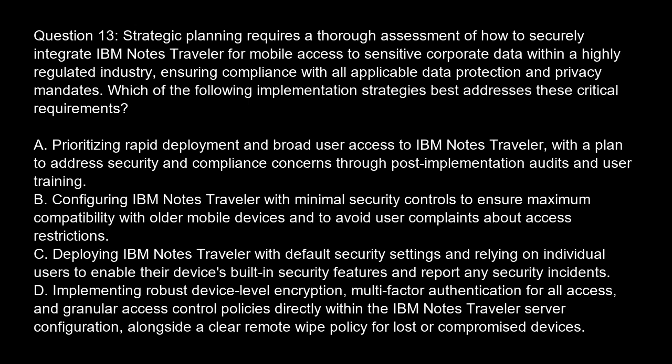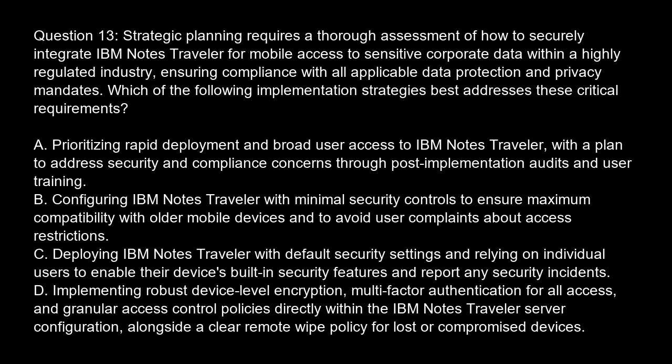Option A. Prioritizing rapid deployment and broad user access to IBM Notes Traveler, with a plan to address security and compliance concerns through post-implementation audits and user training. Option B. Configuring IBM Notes Traveler with minimal security controls to ensure maximum compatibility with older mobile devices and to avoid user complaints about access restrictions. Option C. Deploying IBM Notes Traveler with default security settings and relying on individual users to enable their devices' built-in security features and report any security incidents.